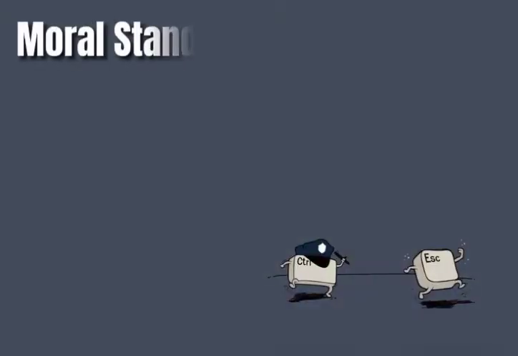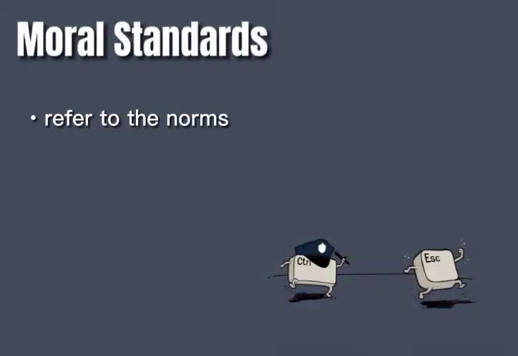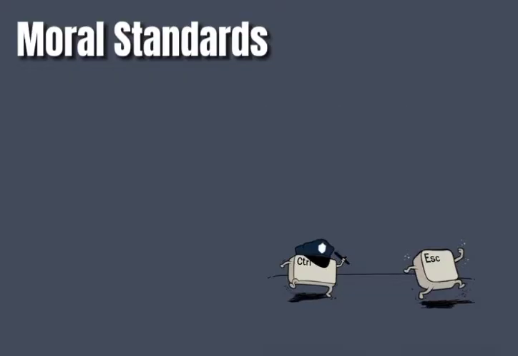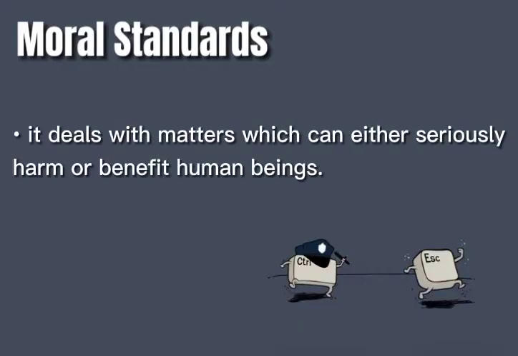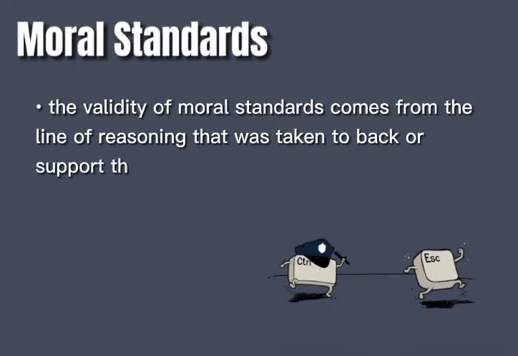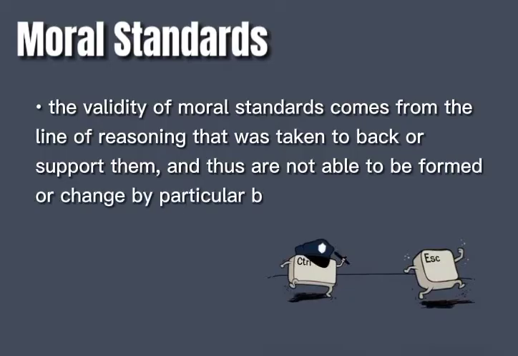According to your handout, moral standards refer to the norms which we have about the types of action which we believe to be morally acceptable and morally unacceptable. Specifically, moral standards deal with matters which can either seriously harm or benefit human beings. The validity of moral standards comes from the line of reasoning that was taken to back or support them, and thus they are not able to be formed or changed by particular bodies of authority.